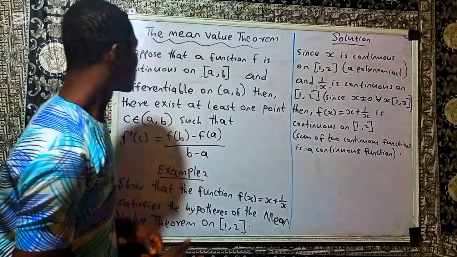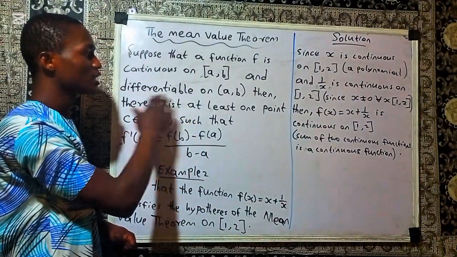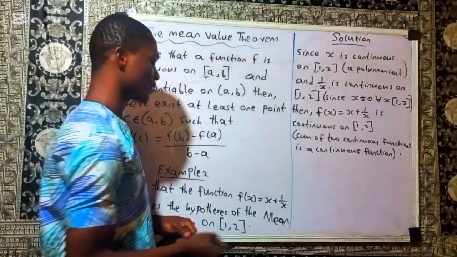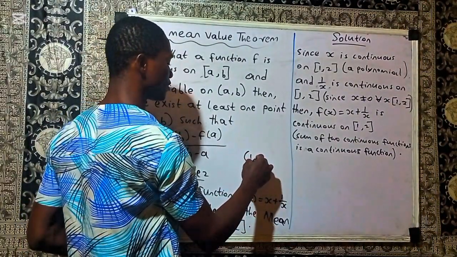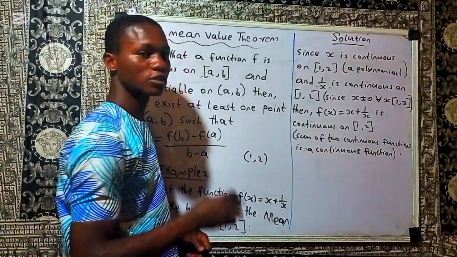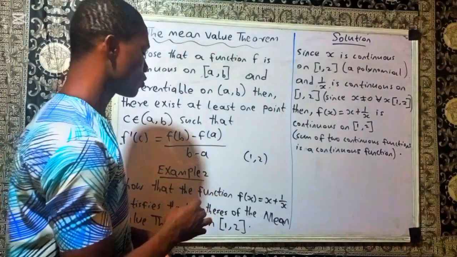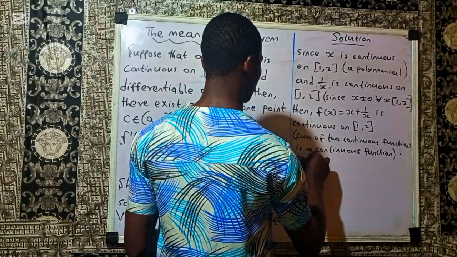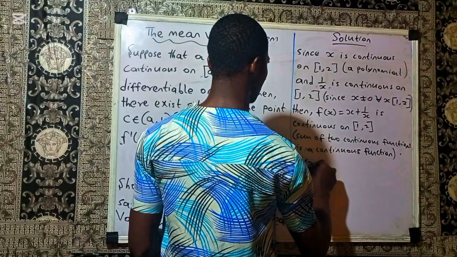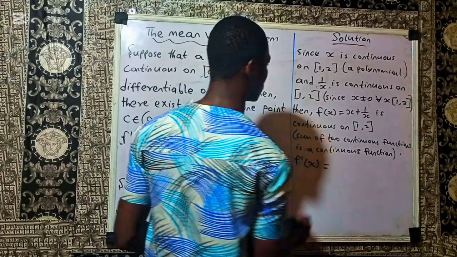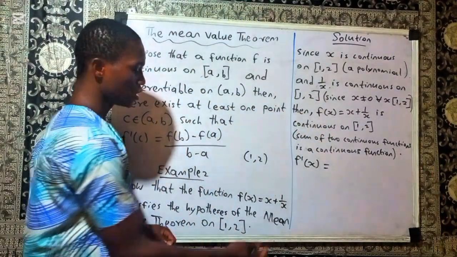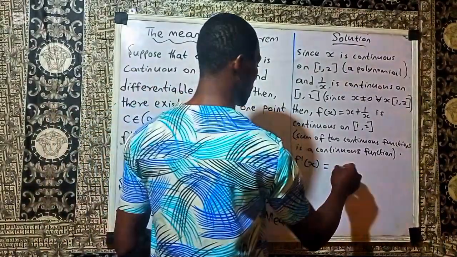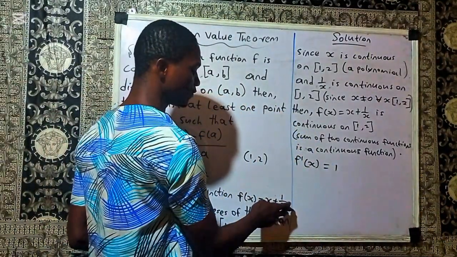So the next thing you have to check is differentiability. Check whether it's differentiable on the open interval. The open interval I have is the open interval 1, 2. So check whether the function is differentiable on this open interval. F prime of x is equal to, let's differentiate this function. Differentiate x, you get what? 1, right? Then differentiate 1 over x.